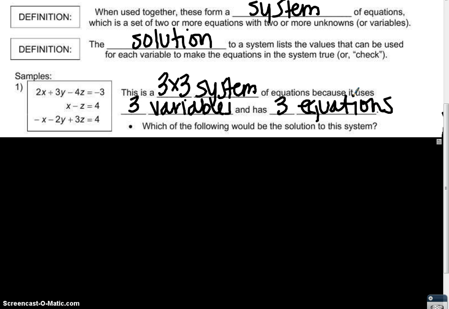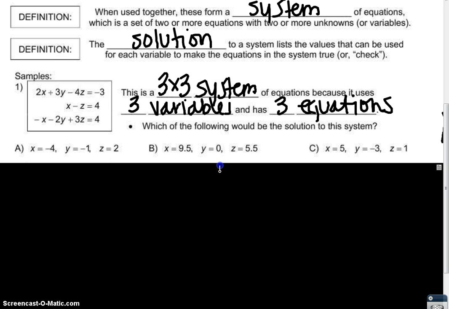So here it says which of the following would be a solution to this system. Now, if you notice, we have 3 answer choices. I have got A, B, and C. Now, you can use elimination and substitution, which I will actually teach you guys later on next week. However, what would be a really easy way to make sure that this answer is correct? Hopefully, some of you had said that I could just plug in my numbers into the equations.